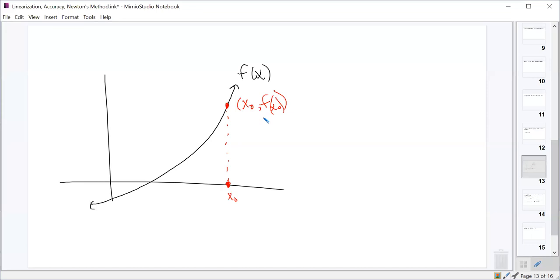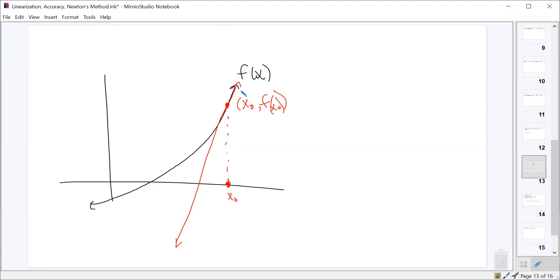Oops, f of x naught, right? Not f sub x naught. Would you agree? That's x naught, f of x naught? Good, okay. Could I find the derivative of the function at this point? Yeah, and if I did that, its slope would be whatever that derivative was, right? And we should be able to write an equation to represent that tangent line there.